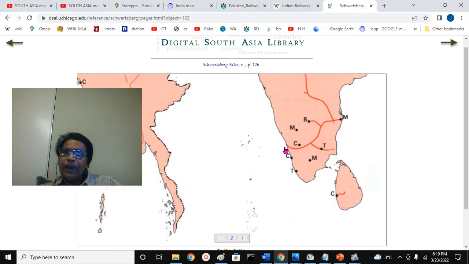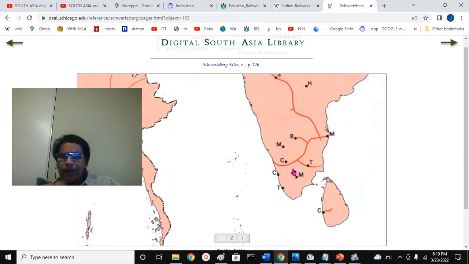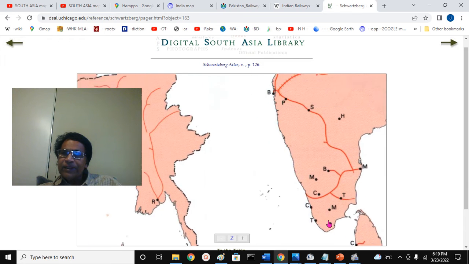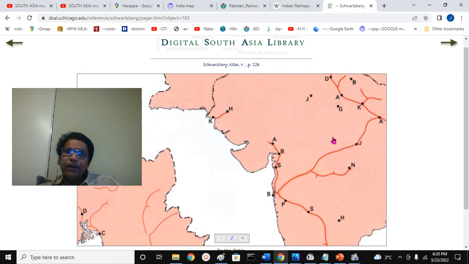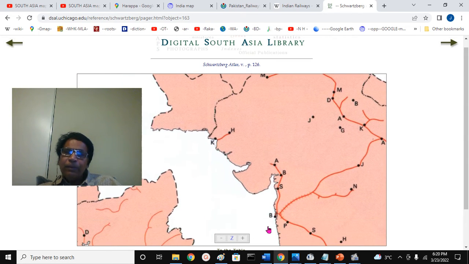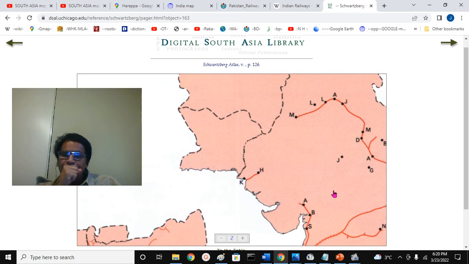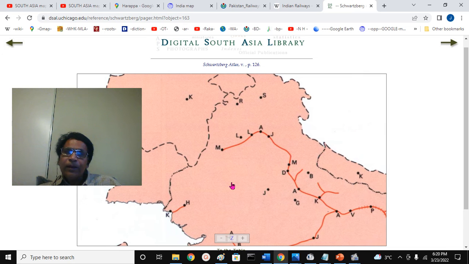Beypore. Later they built an extension to Cochin, and later they built another line from Madurai region to Kollam region, Shenkottai, Tenkasi Pass, and this is Bombay, Surat, Baroda, and Ahmedabad. Karachi to Kotri to Hyderabad.